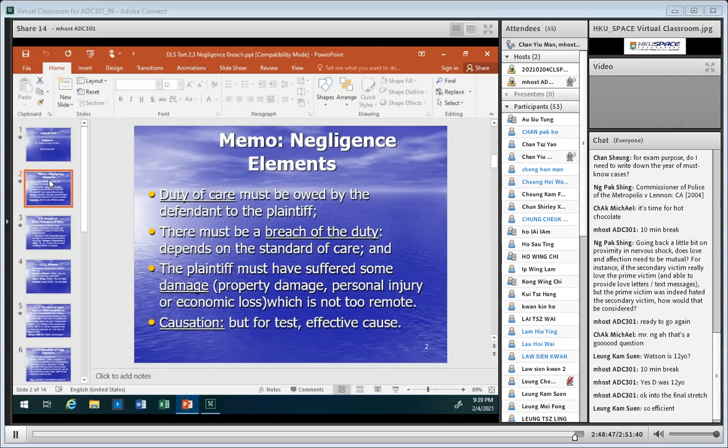So if the damage suffered by the plaintiff is nervous shock or pure economic loss, then you do need to go into further analysis. So duty of care is a bigger issue if the damage suffered by the plaintiff is nervous shock or pure economic loss, because the plaintiff would have to prove that extra element of proximity.